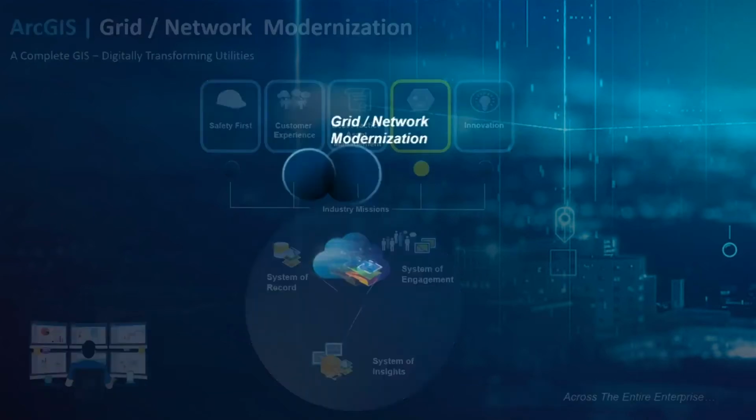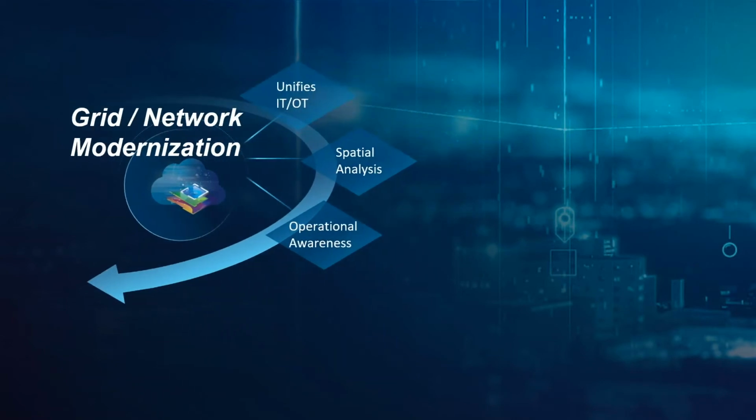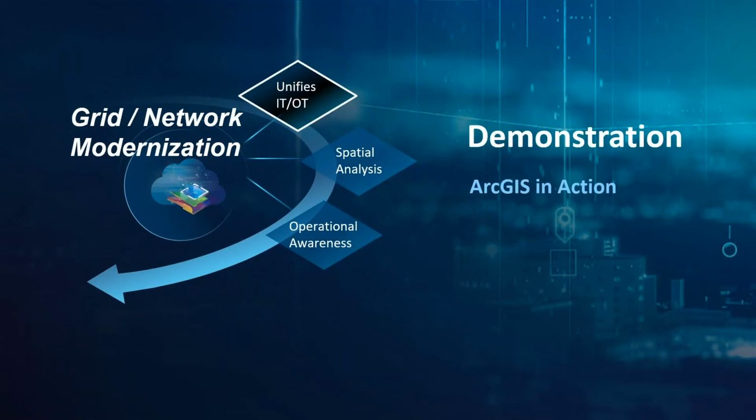So utilities need to know at all times the details of their network, right? They need to understand the connectivity, what's going on with and around it. ArcGIS and the utility network management extension are the keys to strengthening resiliency, security, and sustainability efforts. So to adapt and meet the needs of the future network, utilities are advancing. Their network is changing and we need to understand it. To do this, we focus on three main areas: unifying IT-OT convergence, spatial analysis, and operational awareness.